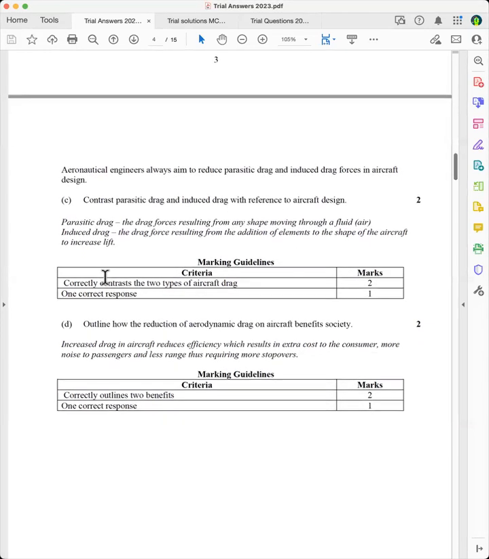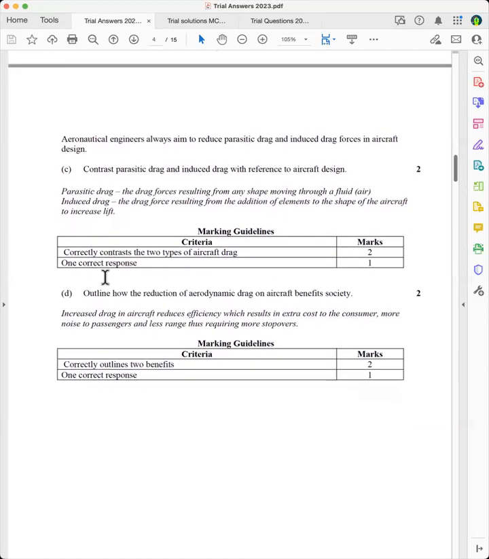Outline how the reduction of aerodynamic drag on aircraft benefits society. Most people got that right. Drag reduces the efficiency, which results in extra cost to the consumer, more noise to passengers, and less range, thus requiring more stopovers. I don't know whether you've experienced, when you've been landing in a fairly big plane and they want to slow the plane and reduce altitude, you see these spoilers come up in the center of the wing, and you get massive vibration coming through the plane.